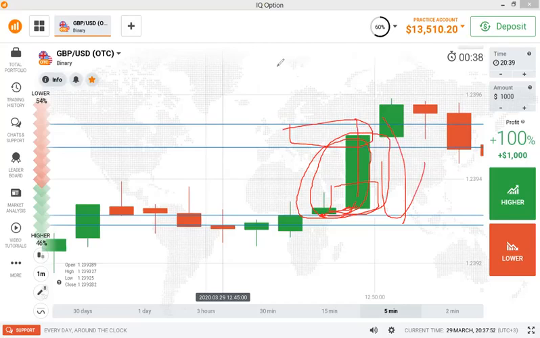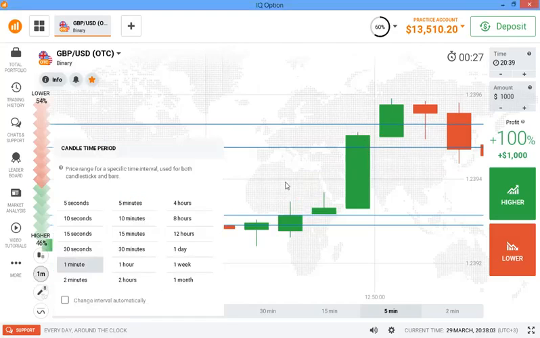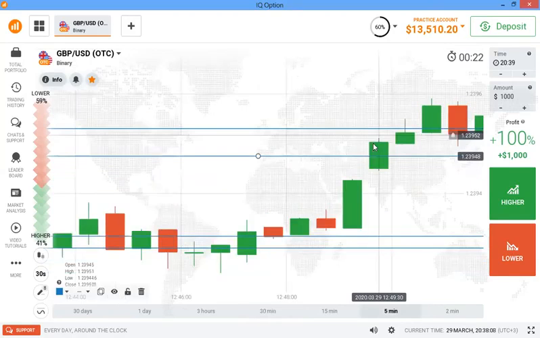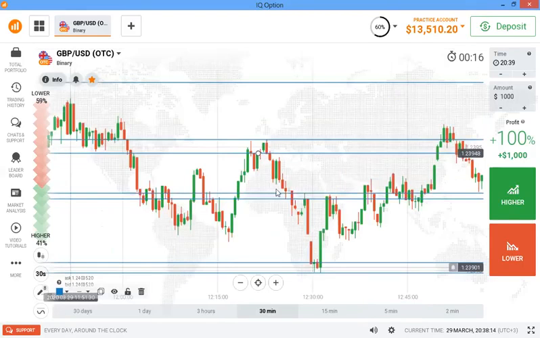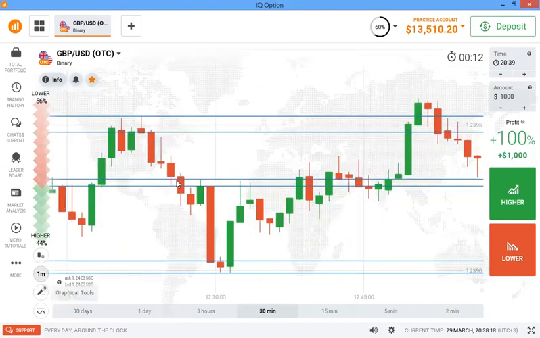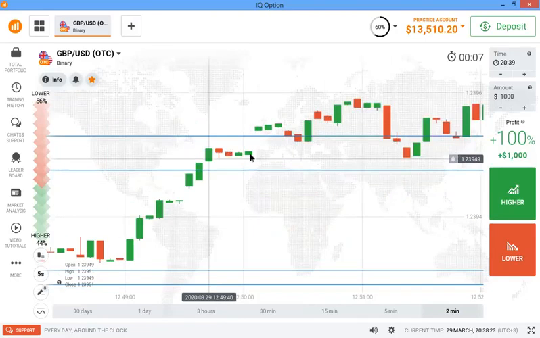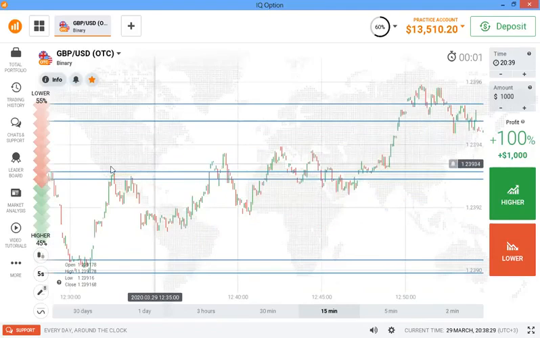From here, if you check on 30 seconds, you will see a very small bearish candle, or you might not see any bearish candle here. You can see there's no sign of sellers on 30 seconds. On 5 seconds, you can only see a very small bearish candle. But if you check this area, you'll be seeing very strong bearish candles.